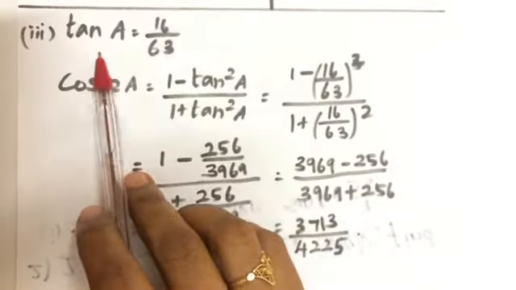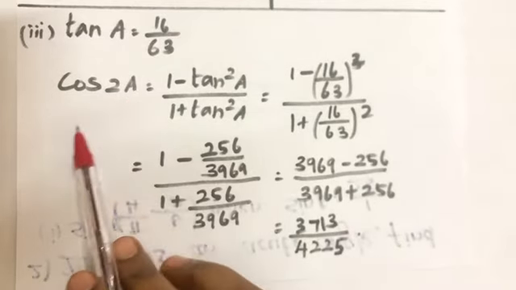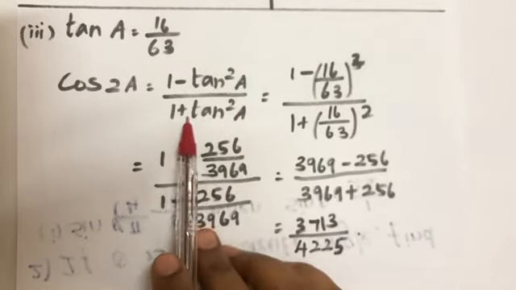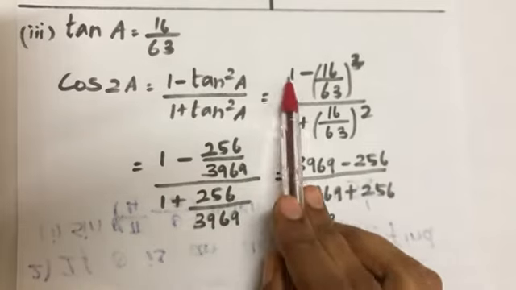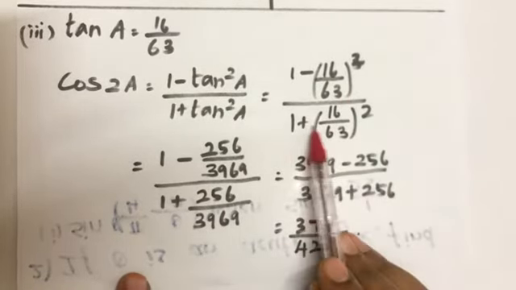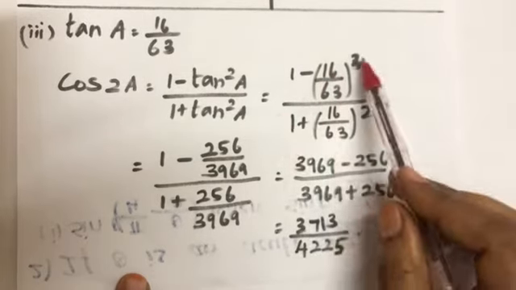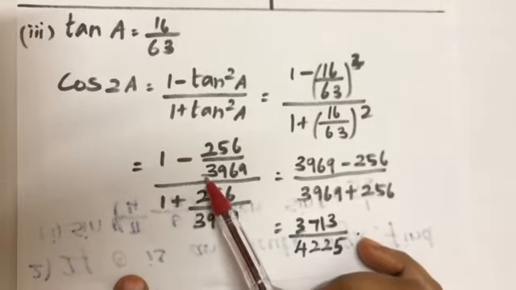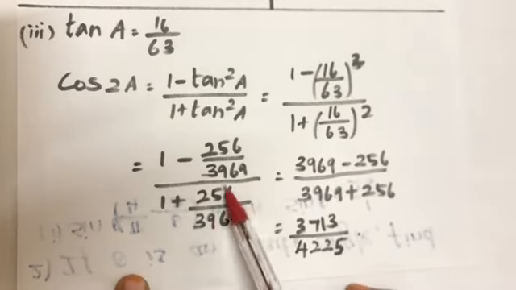Third subdivision, tan A equal to 16 by 63. We have to find cos 2A. So cos 2A is equal to 1 minus tan square A divided by 1 plus tan square A. Tan A value is 16 by 63. So 1 minus 16 by 63 the whole square divided by 1 plus 16 by 63 the whole square. So you can expand it. 16 square is 256, 63 square is 3969. Similarly, in the denominator also.